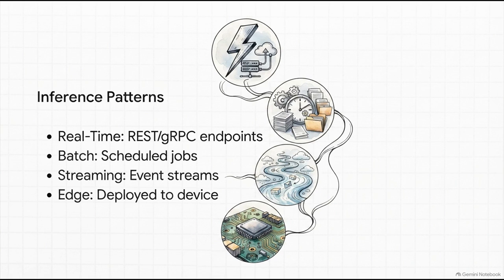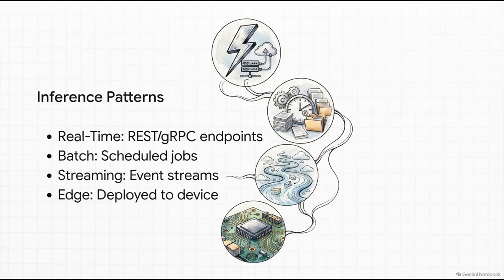Second is batch inference. These are your scheduled jobs processing massive datasets, where overall throughput is way more important than instant latency, like overnight demand forecasting. Third, we have streaming. This is event-driven inference triggered by systems like Kafka, perfect for chewing through IoT sensor data on the fly.